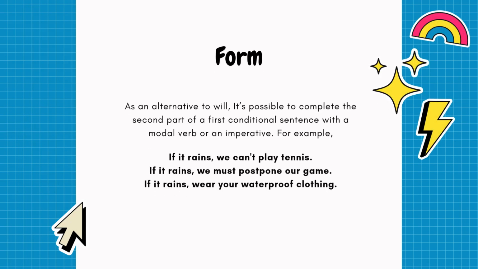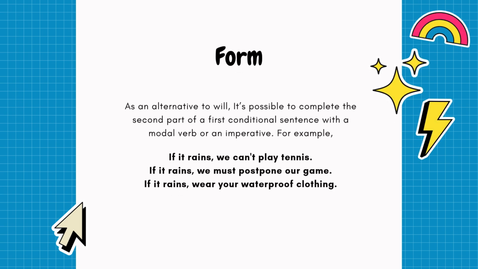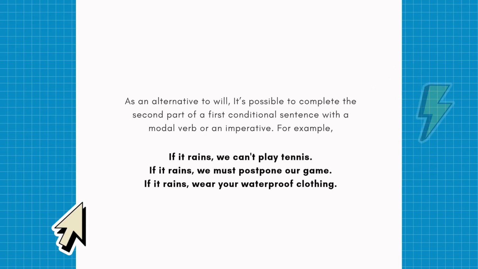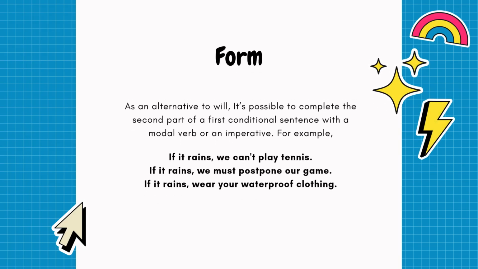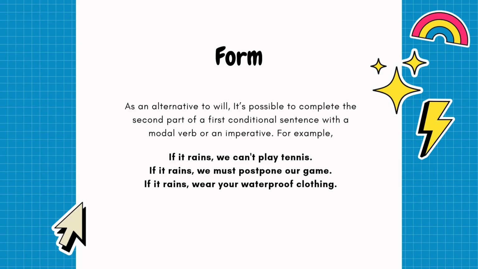Form. As an alternative to will, it's possible to complete the second part of a first conditional sentence with a modal verb or an imperative. For example, if it rains, we can't play tennis. If it rains, we must postpone our game. If it rains, wear your waterproof clothing.